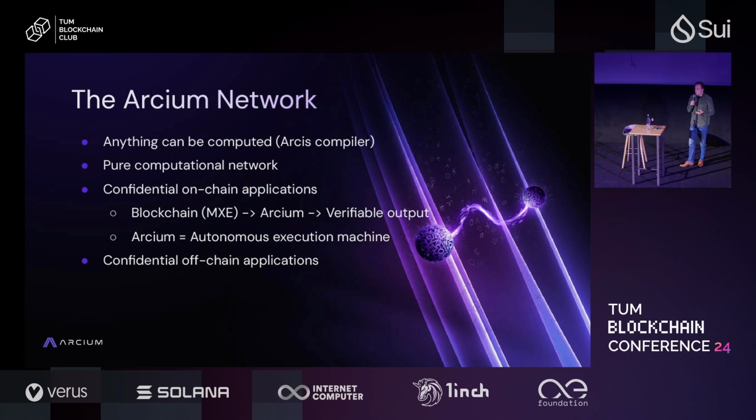So confidential on-chain applications, as I mentioned already, can be built by having those environments that exist with encrypted state on other blockchain ledgers, and Archium as the asynchronous processor of the corresponding operations. Confidential off-chain applications, one example would be building confidential machine learning with Archium.